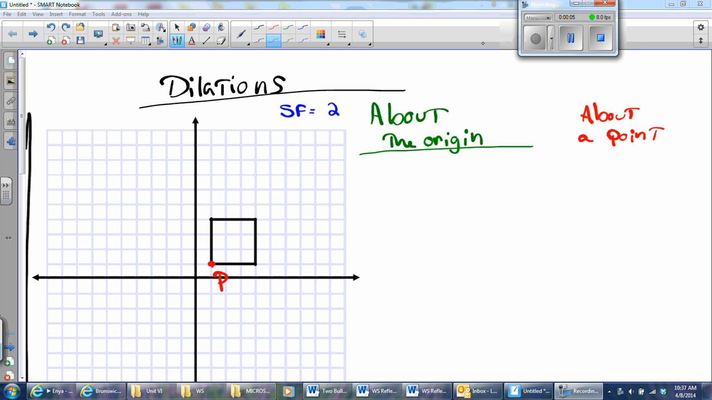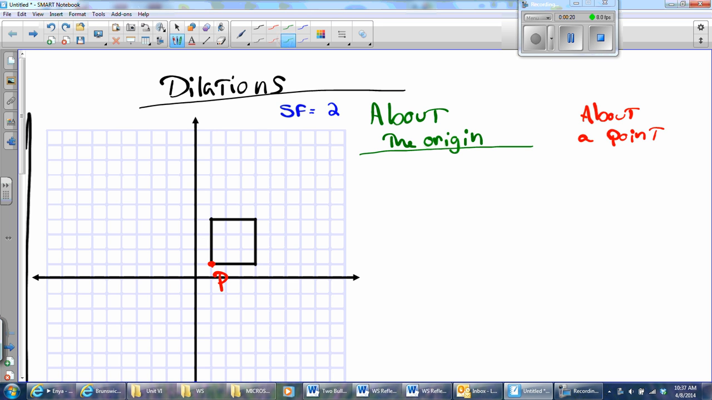Algebra students, Mr. Lawrence here, and we're going to learn about dilations, the last type of transformation we have to make sure we've mastered. We're going to do two types of dilations. We're going to do one about the origin, and we're going to do one about a point. Now, about the origin is real simple.